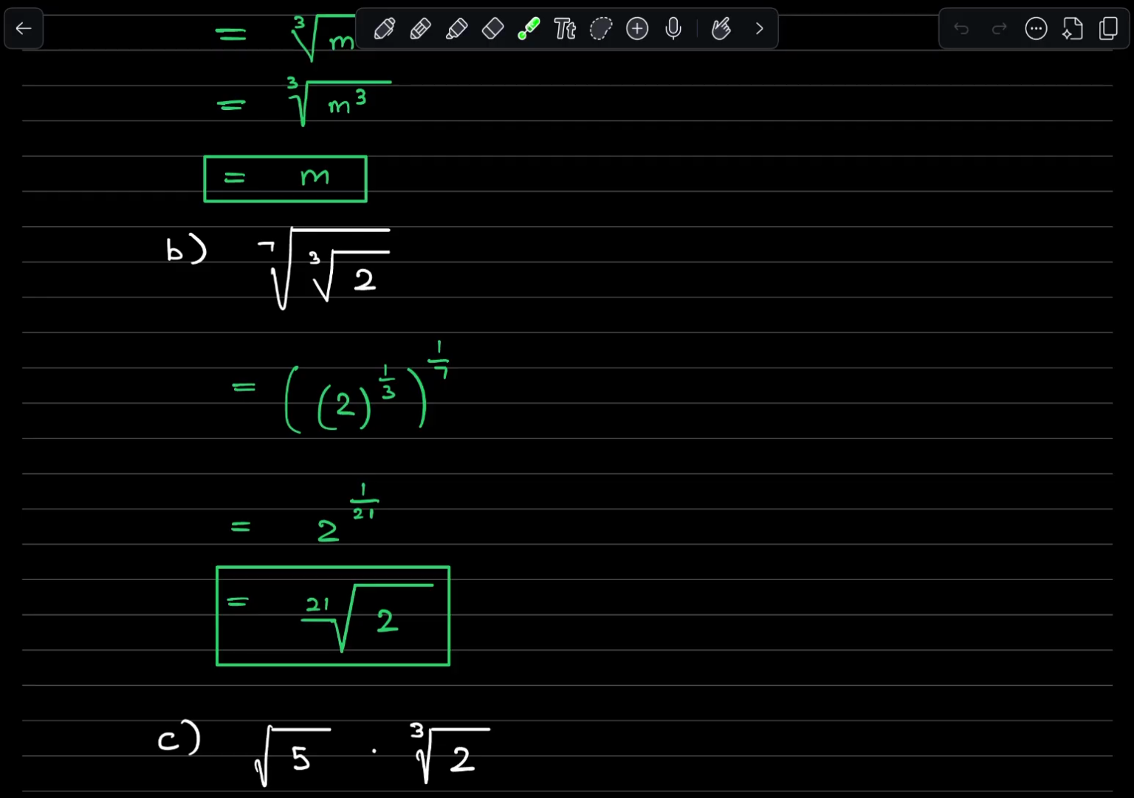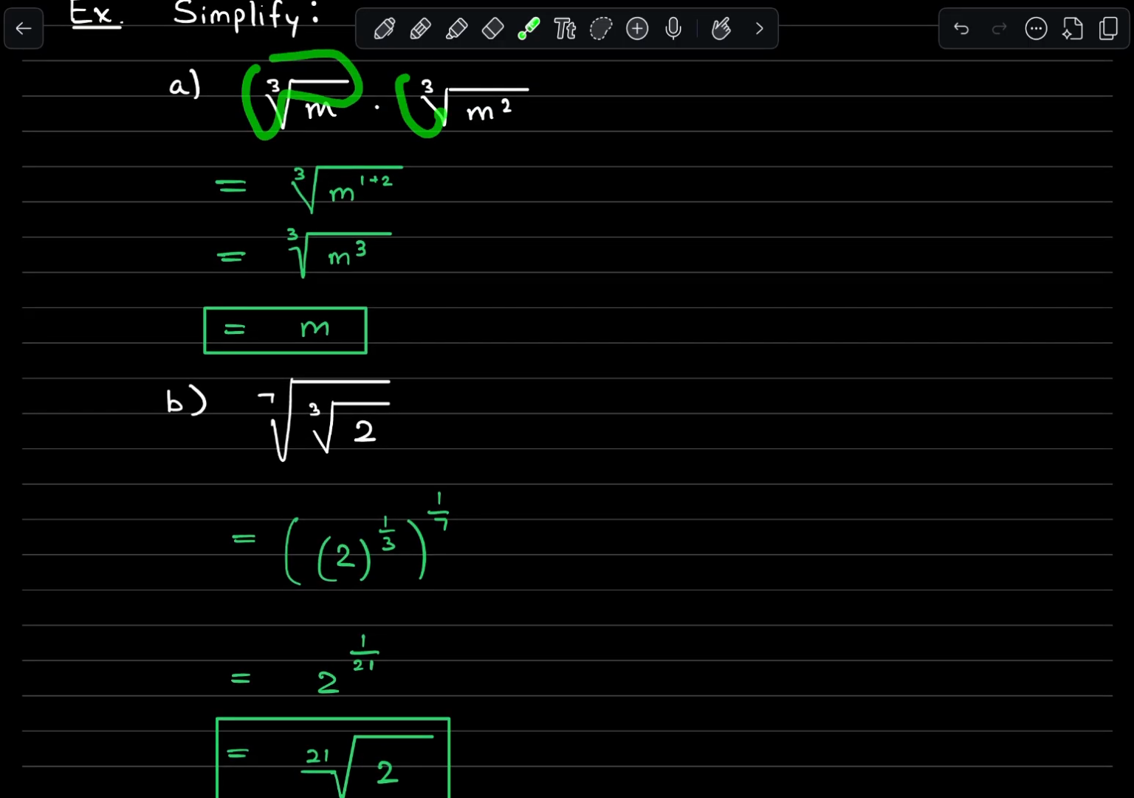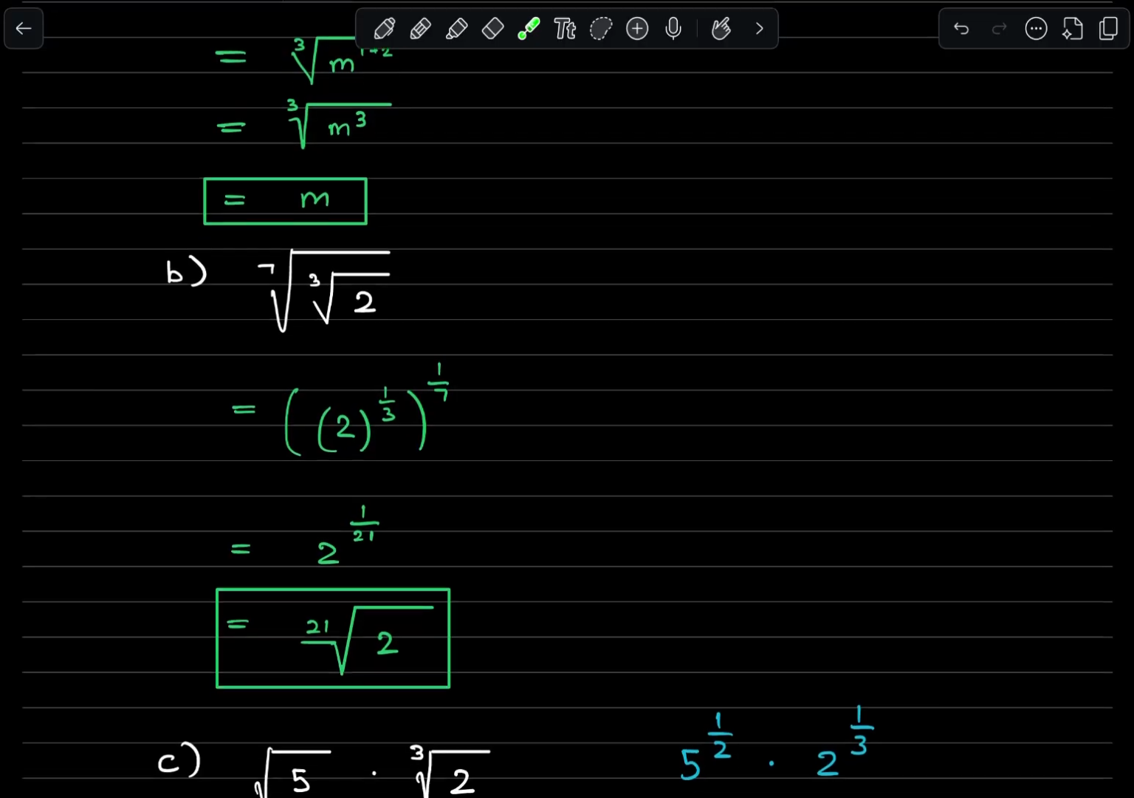Example C. We've got the square root of 5 times the cube root of 2. Now, the problem here is we have different bases, right? So if we were to think about these as something raised to a power, we'd have 5 to the 1/2 power, and we'd have 2 raised to the 1/3 power. Now, until now, we've thought about, well, if we've got the same base but different exponents, we can apply our rules. If we've got the same exponent, as we did in this case, even if we had different bases, we could put them under the same root or radical symbol.